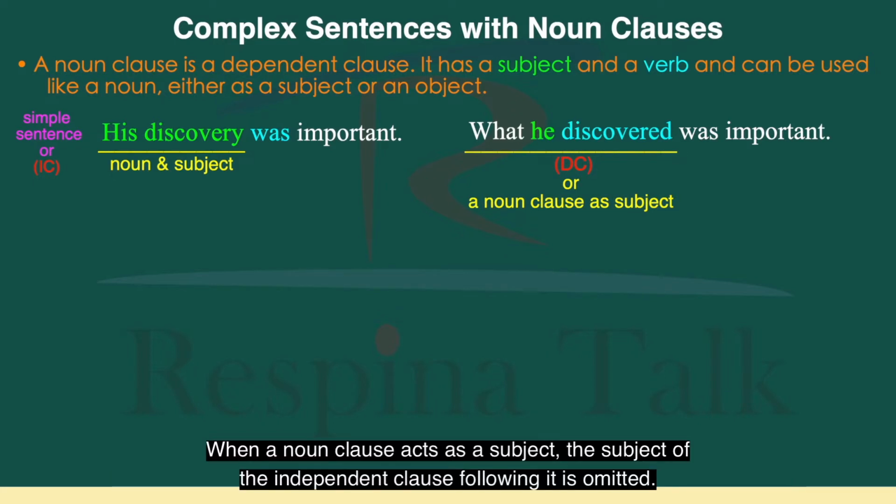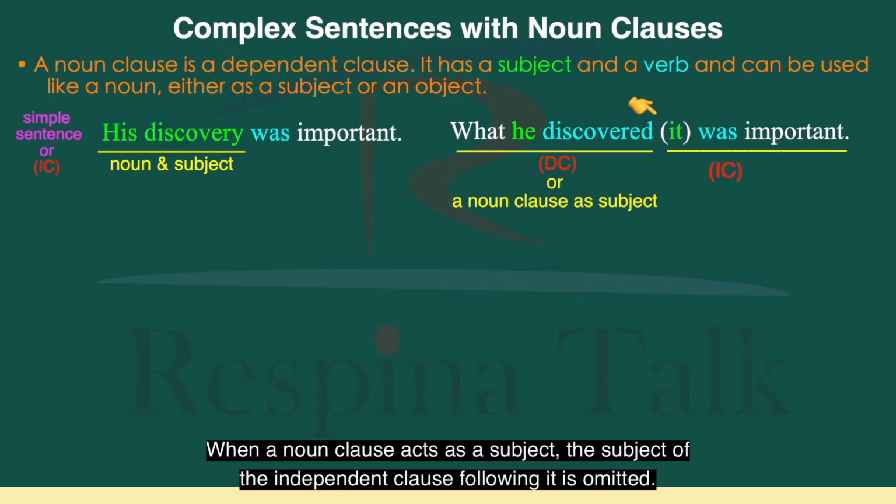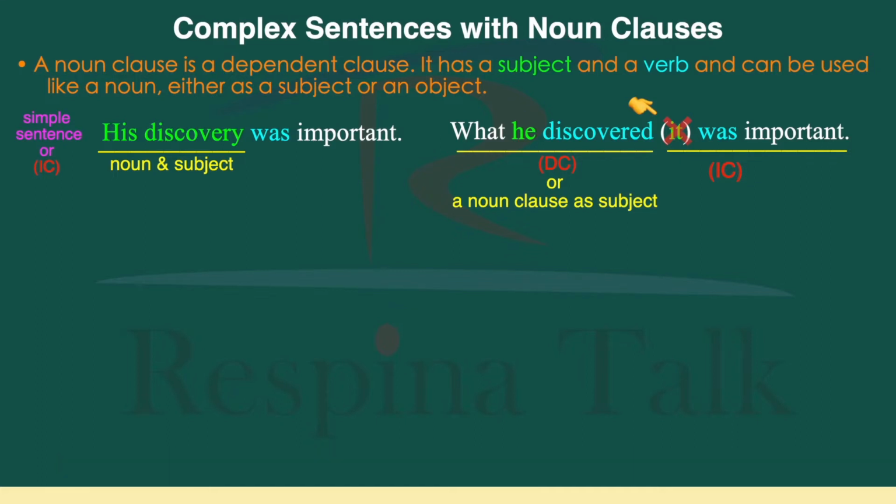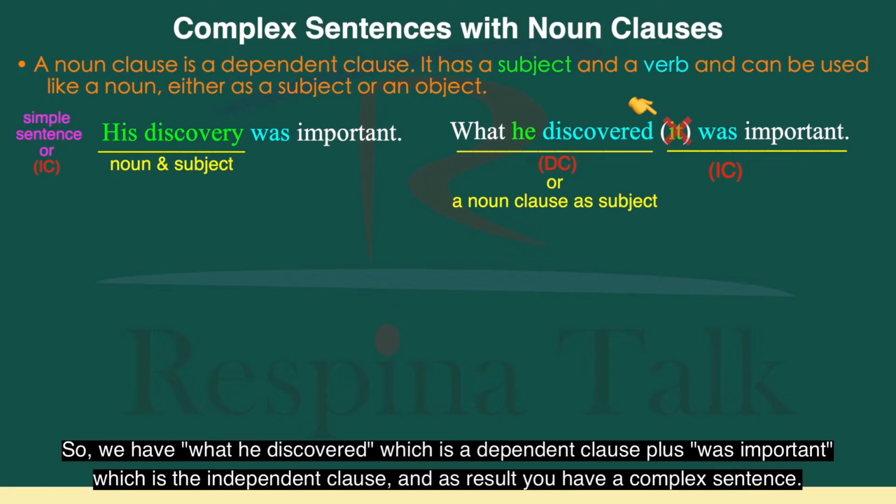When a noun clause acts as a subject, the subject of the independent clause following it is omitted. Here, the original independent clause was, it was important, but it is omitted here. So we have what he discovered, which is a dependent clause, plus was important, which is the independent clause. And as a result, you have a complex sentence.